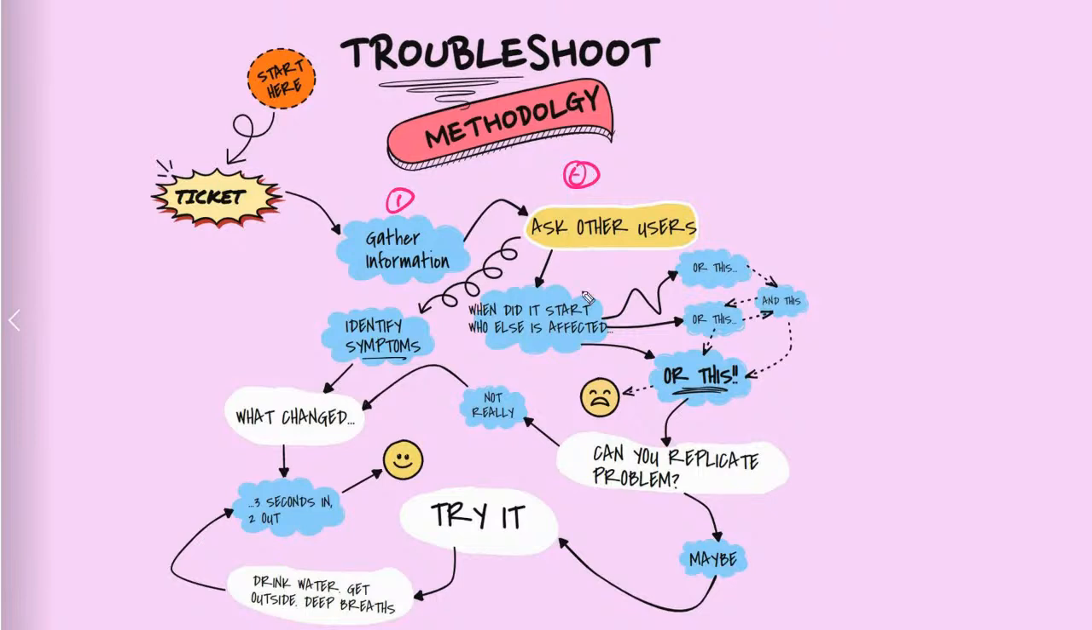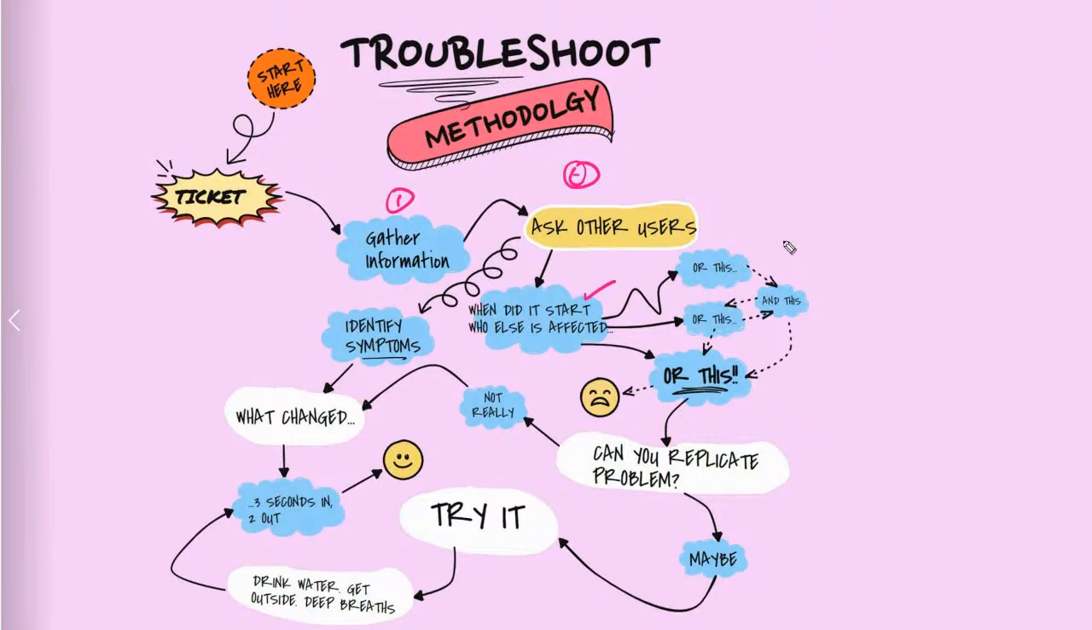We need to figure out when did this start, right? Who else is affected? You are gathering your information. And as you start gathering this information, you start to hypothesize what could be the issue. Is it a switch issue? Is it a router issue? Is it a slow internet issue? Is it an application issue?